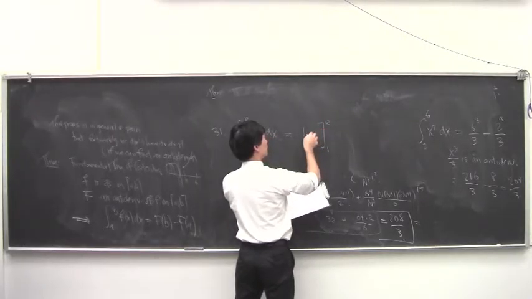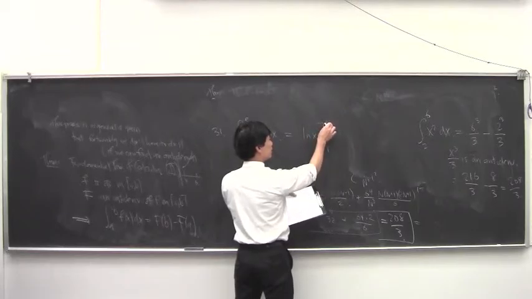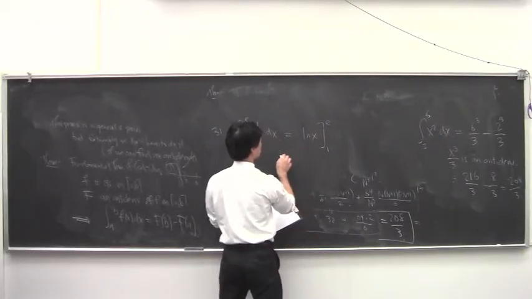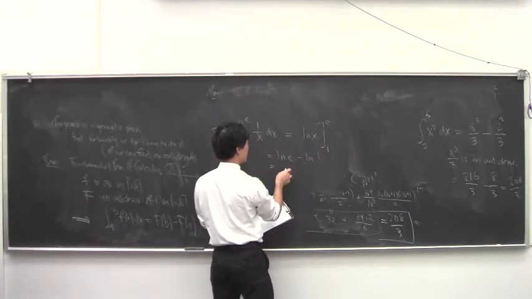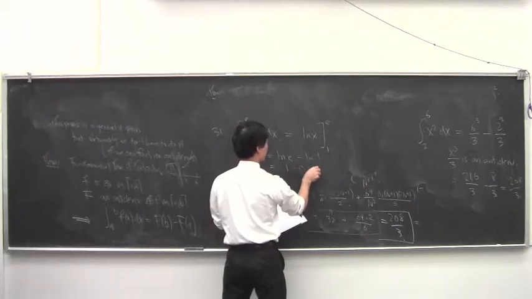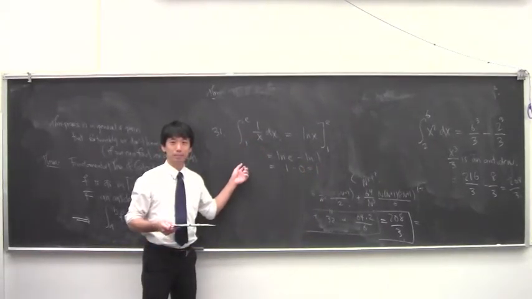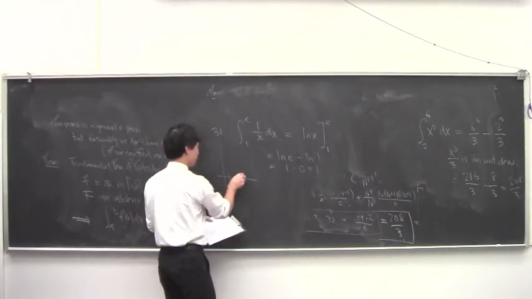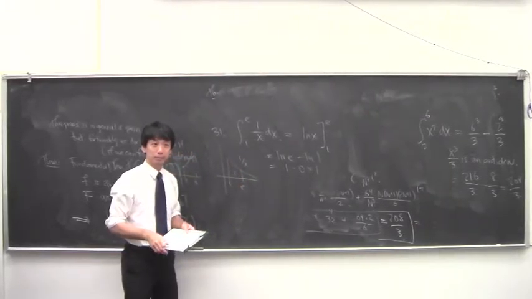This is the notation one uses. When you write this sort of thing, you mean you evaluate it at this point and subtract the value at this point. So this is natural log e minus natural log 1. That's to say 1 minus 0. So the answer is 1. So then that's the area? That's the area from 1 to e under the curve 1 over x. This area is 1.